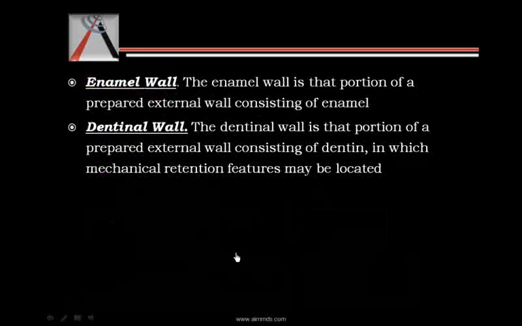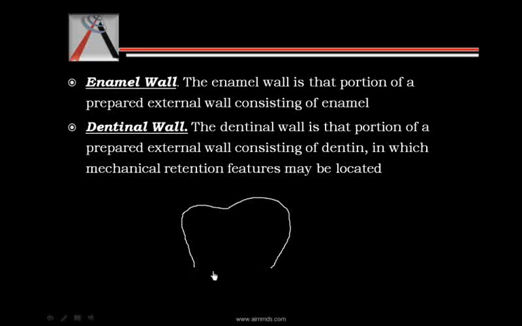Then based on whether a particular wall is made up of enamel or dentine, it is called as enamel wall or dentine wall. So to understand this, let us have a diagram of the tooth over here. This is the enamel, this is the DEJ, and herein we have dentine. So if we prepare a cavity, for example, if this is the cavity, this particular wall is the external wall of the cavity.